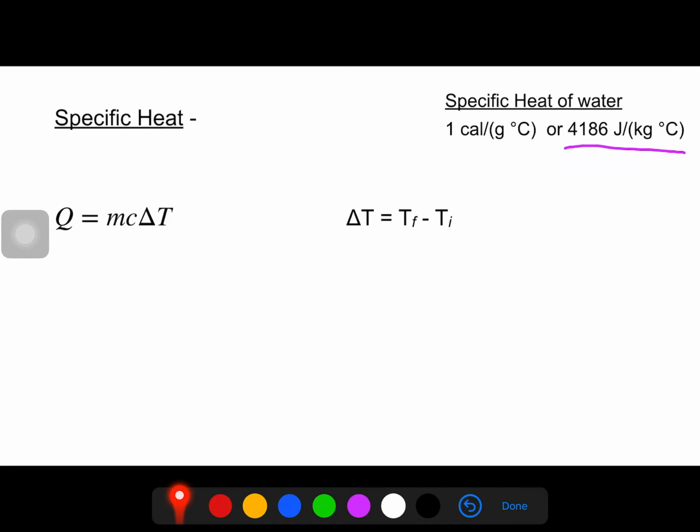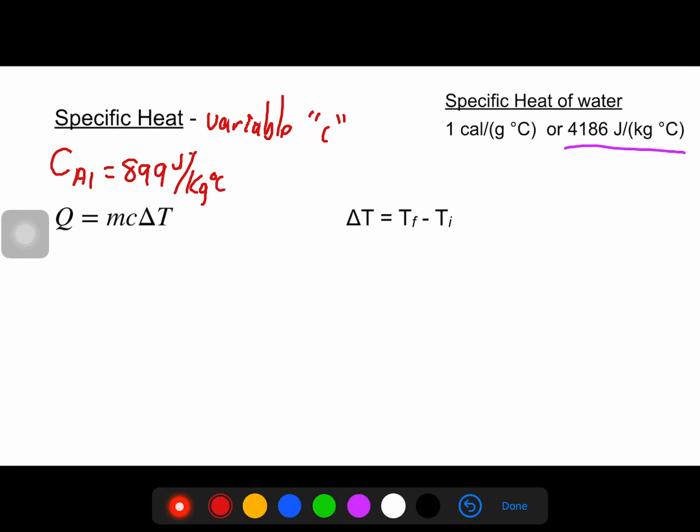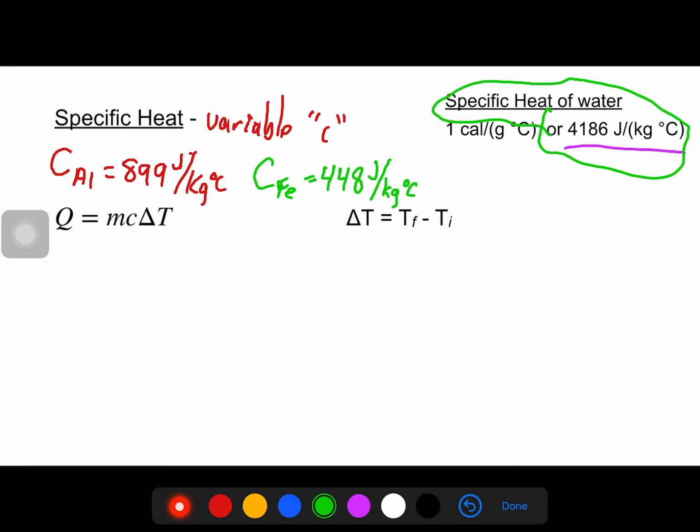So when we talk about specific heat, we use the variable, the letter C. And when we talk about the C of, say, aluminum, that's 899 joules per kilogram degrees Celsius. If we talk about the specific heat of iron, which is Fe, then that has a specific heat value of 448 joules per kilogram degrees Celsius. And then, like we said, the specific heat of water is 4,186.